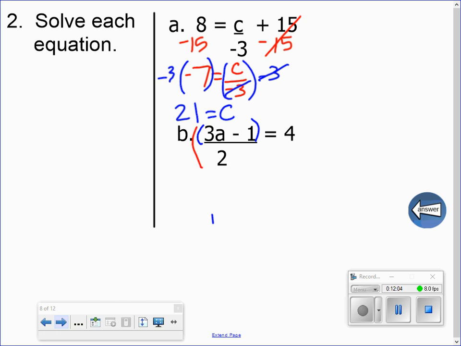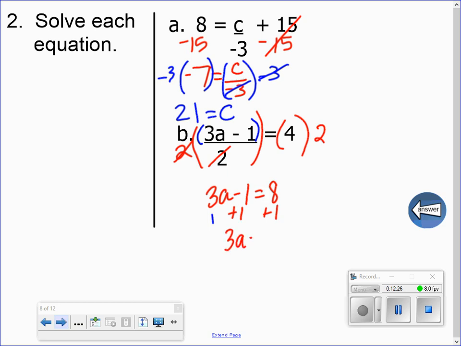So inverse of dividing by 2 would be to multiply by 2. We do this on both sides. The 2's here cancel each other out, so we're left with 3a minus 1 is equal to 2 times 4, which is 8. And now we can begin to solve this equation. So now we're going to move the 1 by adding it to both sides. We'll have 3a is equal to 9. And then dividing both sides by 3 gives us a is equal to 3.